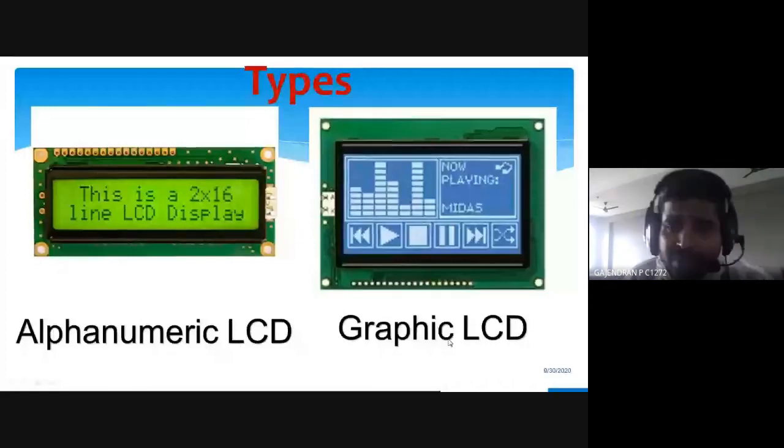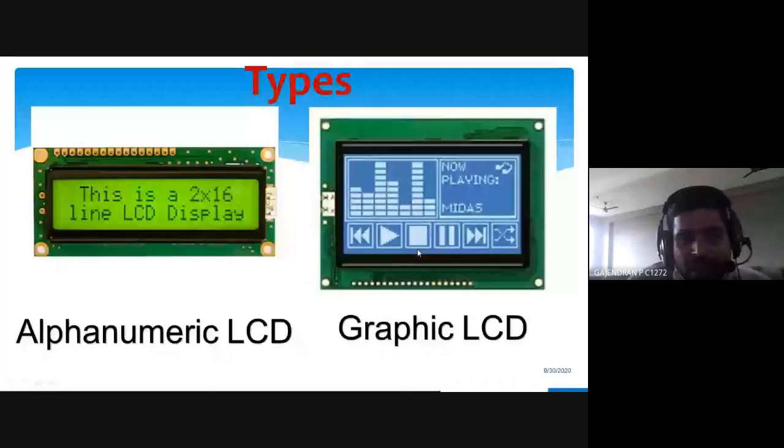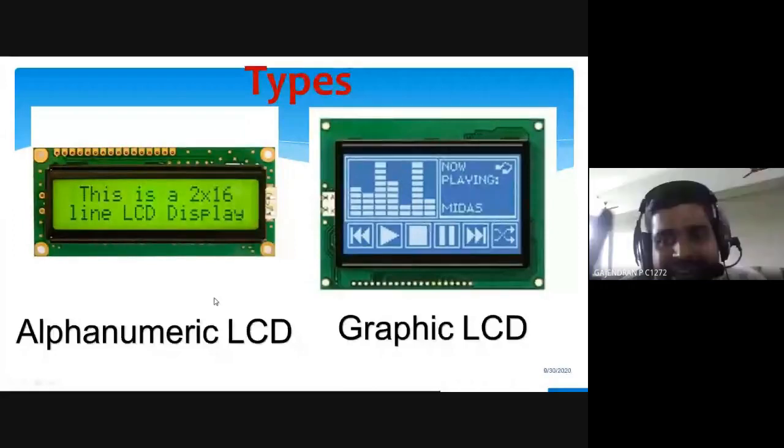Okay, so in Nokia phones, in olden days, you may be familiar with the snake game and all. Those LCD displays are not alphanumeric LCD, that is your graphic LCD. Okay, alphanumeric LCD means it is capable of printing only alphanumeric characters alone. Okay, you can't create a bar graph like this, you can't create the pause button like this, you can't create any symbols inside it.